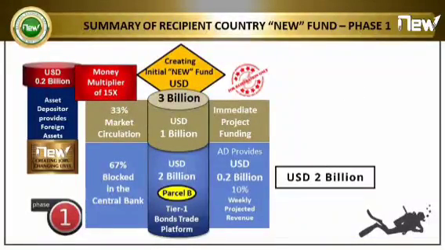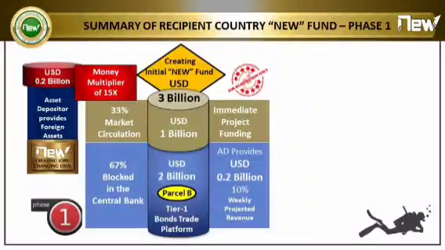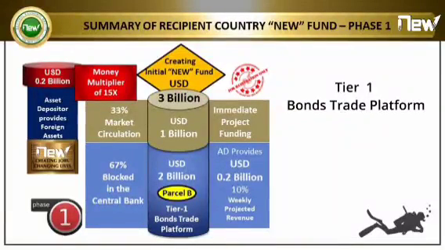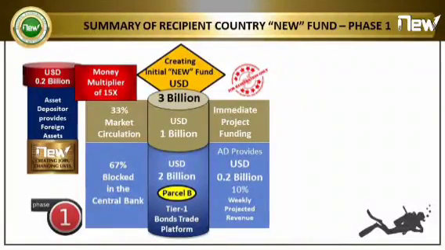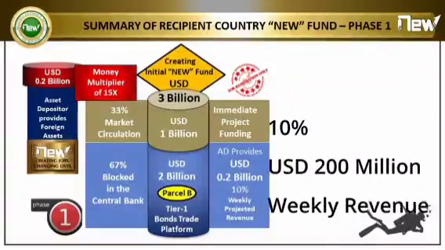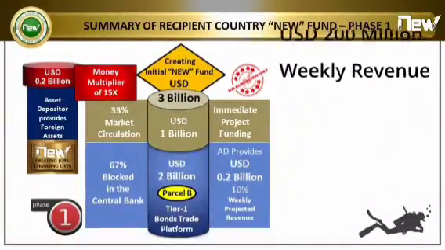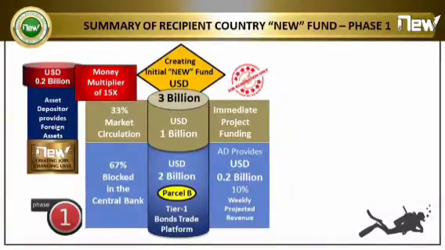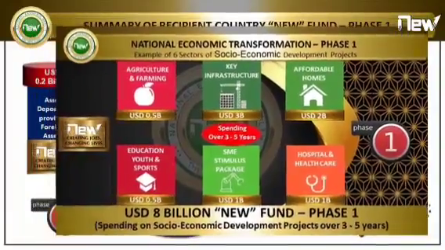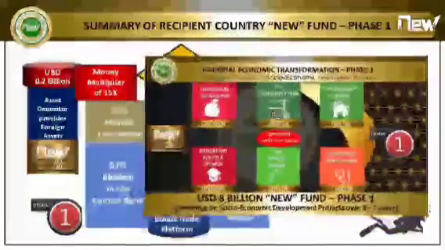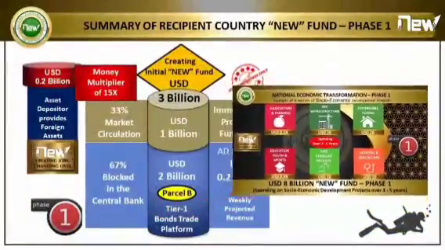67% of the initial new fund, or $2 billion, will be blocked in the central bank, only to activate the private bonds trade program. From the Tier 1 bonds trade platform, AD will provide 10% or $200 million as a weekly projected revenue back to the central bank of the recipient country. This weekly projected revenue can be used immediately to fund local social economic development projects.